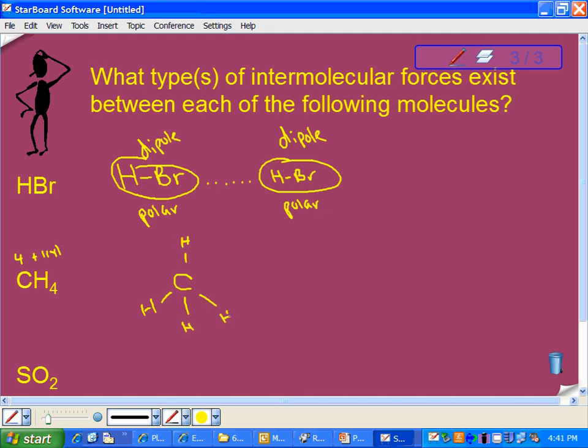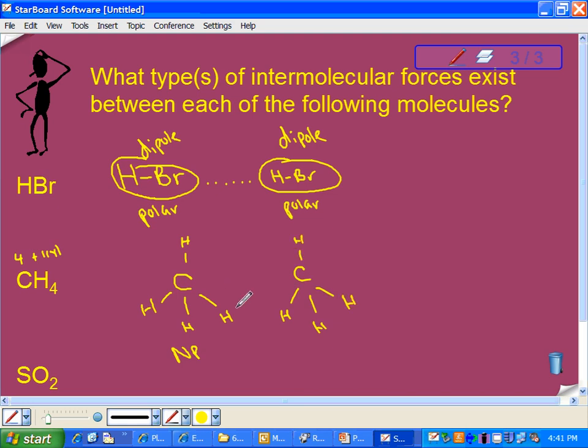So I draw this out. Again, I'm not talking about what's going on right there. This is tetrahedral. This is nonpolar. We've got a nonpolar compound here. We're talking about him being attracted over here to this other guy.